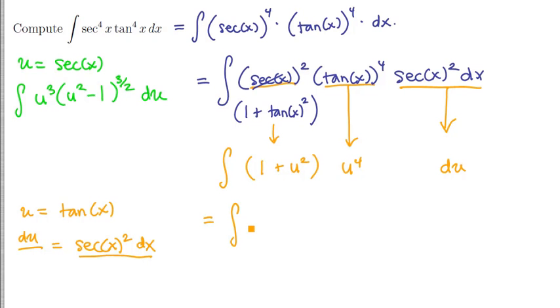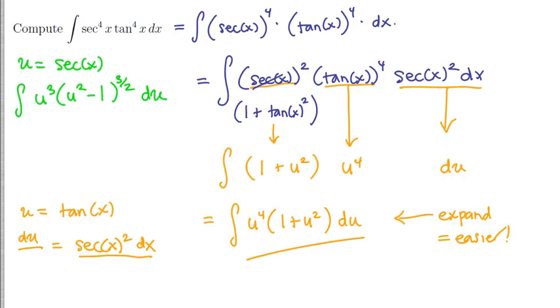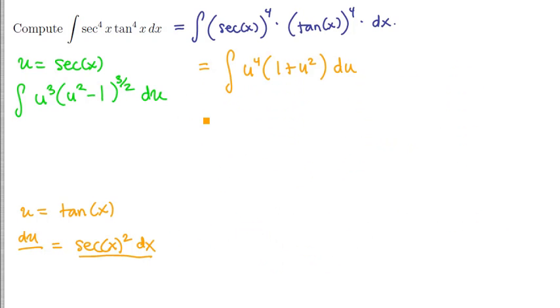Cleaning it up, this is the integral of u to the fourth times 1 plus u squared du. It's another product integral, but this one can be expanded through. And that usually means it's an easier integral. So let's stick with this one. So let's continue on our work with this orange integral. If we expand, distribute through, we're going to have u to the fourth plus u to the sixth power du.